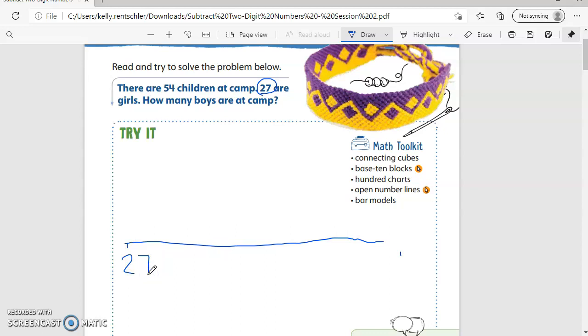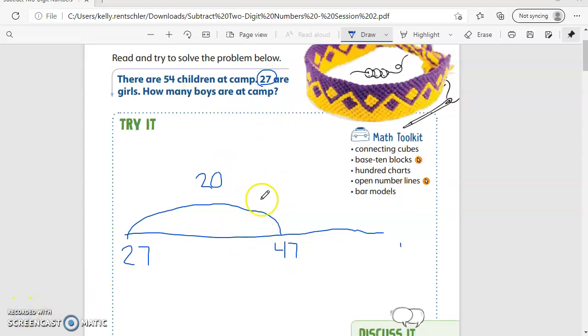All right. Well, I want to count up easily, right? So I know 20 plus 20, big jump, I jumped 20. 20 plus 20 is 40. And then I just have to add the 7. Okay. So now I need the 7. So I'm at 47 right now, and I need to get to 54.